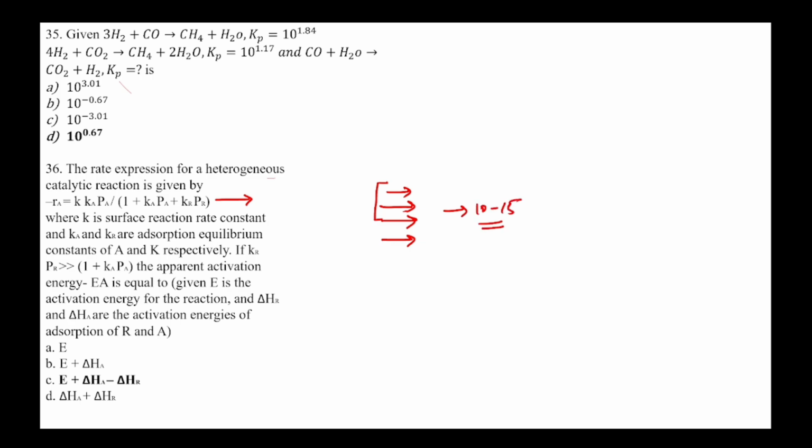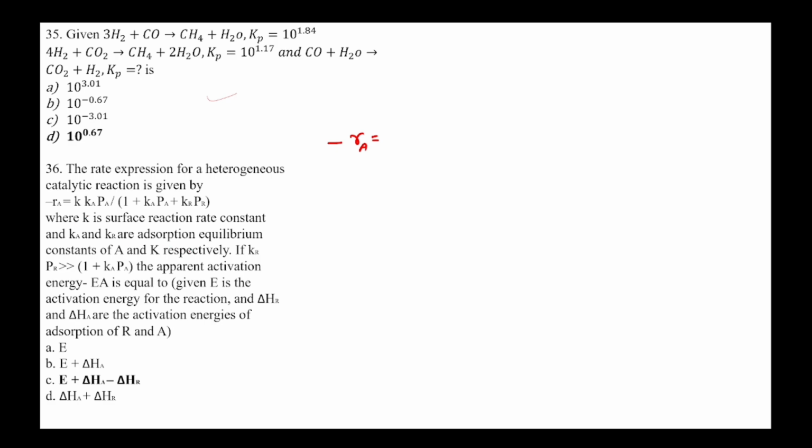Right now we will solve this question here, but for a clear understanding I will make a separate video on this particular topic, which is a very important topic. So we have minus Ra is equal to... we have to find the overall, or apparent, activation energy. Ea is equal to the activation energy of the reaction.